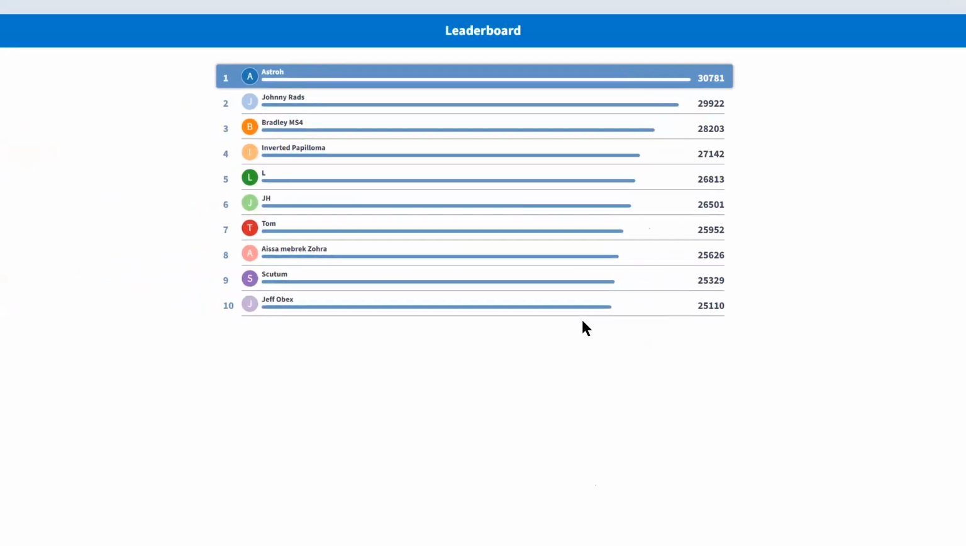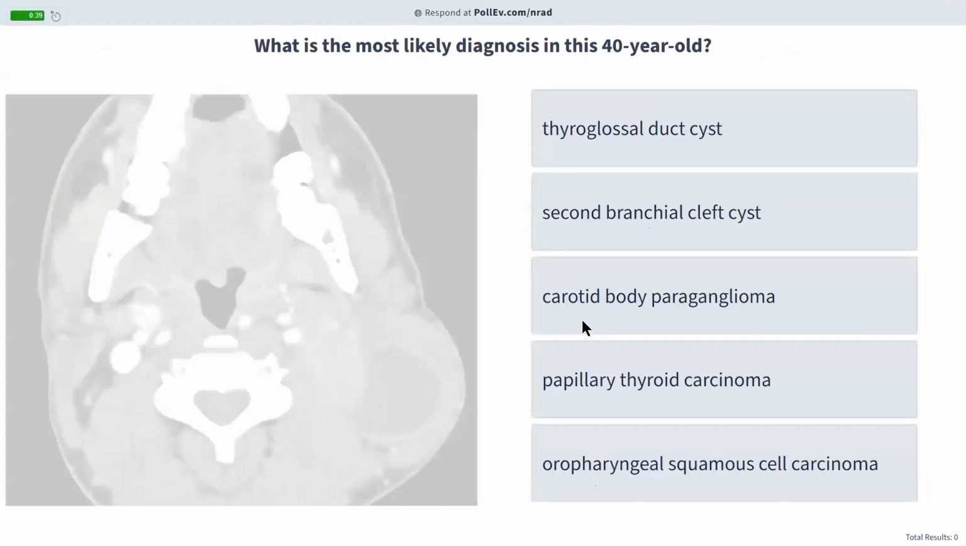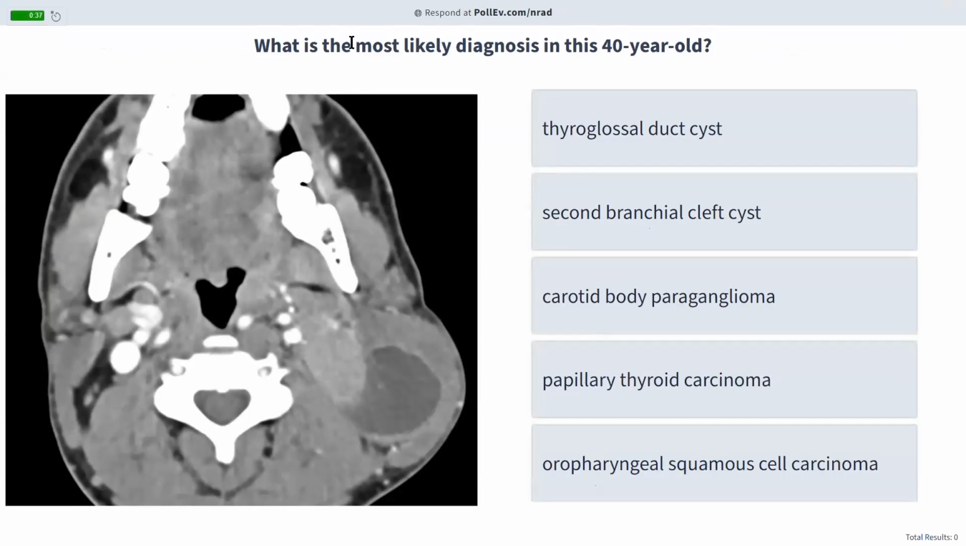Okay, Astro taking the lead. What is the most likely diagnosis in this 40-year-old? They're presenting with a neck mass.